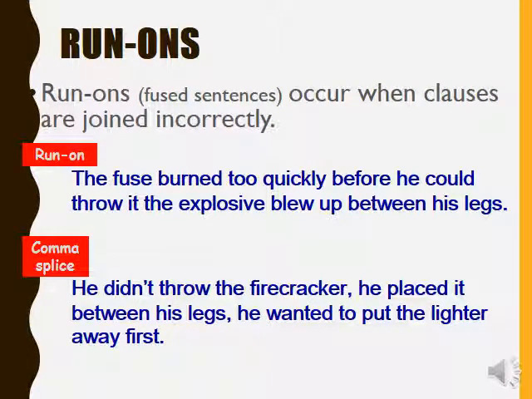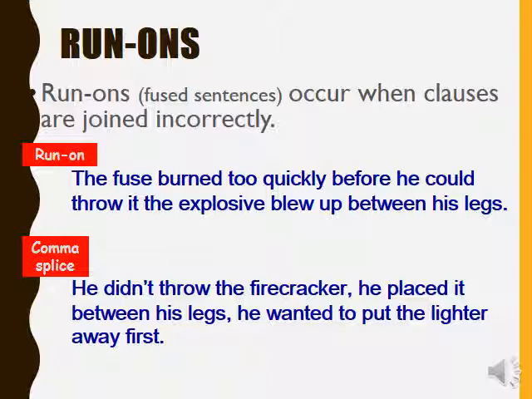Now we move to something very important, which is the run-ons or run-on sentences. These sentences are called fused sentences because they are written incorrectly. Let's see why these sentences are written incorrectly. Run-ons occur when clauses are joined incorrectly. We mean by clauses the independent and dependent clauses. These two clauses, when they are joined incorrectly, form something called a run-on sentence.